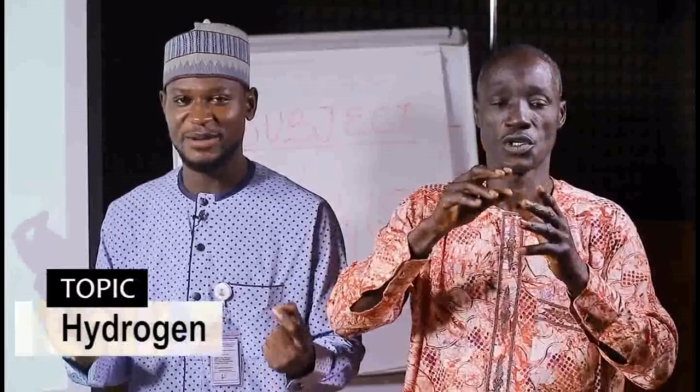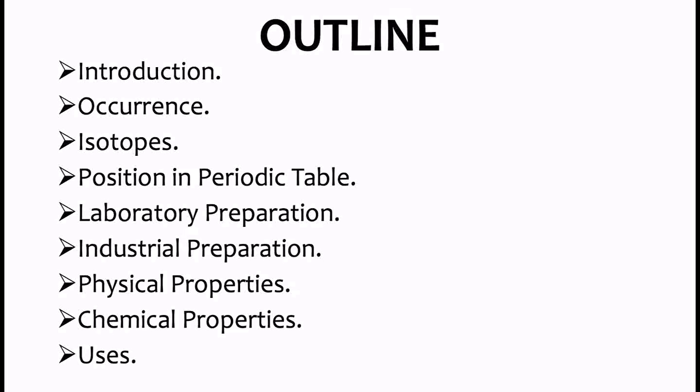I remain Ibrahim Omar. You will believe with me that hydrogen is a very important element in the periodic table, because I remember when you are asked to cram the first 20 elements, the first element that comes to your mind is hydrogen. Now, hydrogen is broken down into introduction, occurrence, isotopes, position in the periodic table, laboratory preparation, industrial preparation, physical properties, chemical properties, and of course, uses of hydrogen.